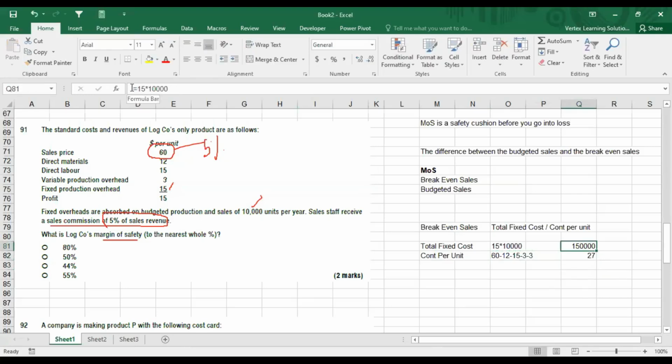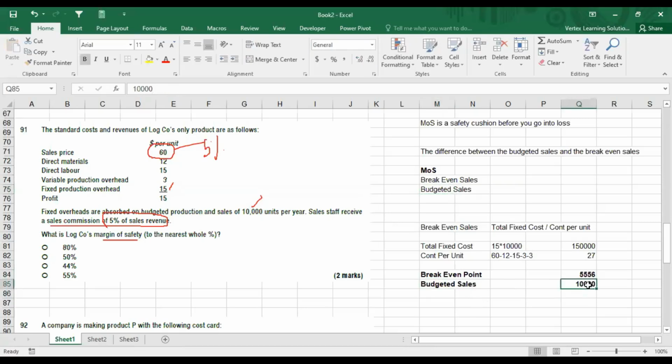So now you have fixed cost 150,000, $27 is contribution, and I can say that my break even point is 150,000 divided by 27, which is 555.55. You have to round up because these are units. So it should be 5,556 units. This is your break even point. And what is your budgeted sales? Your budgeted sales volume you have set as 10,000 units.